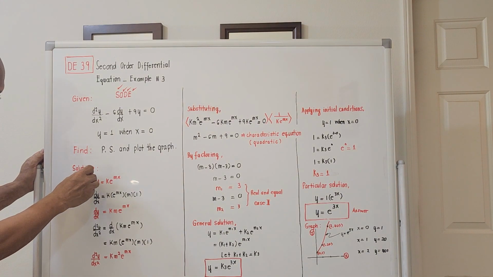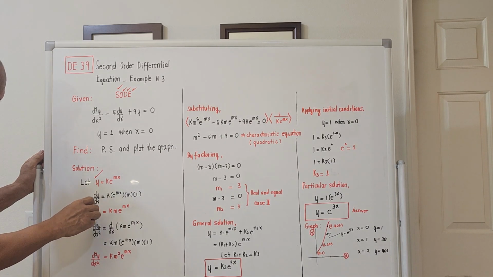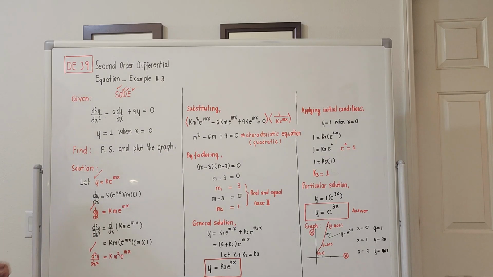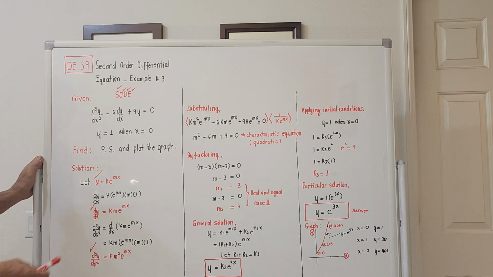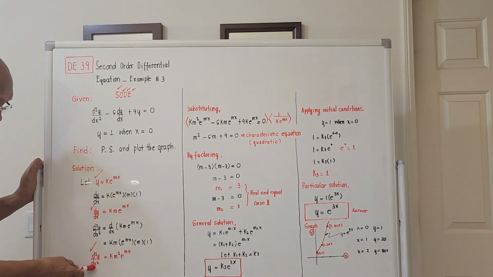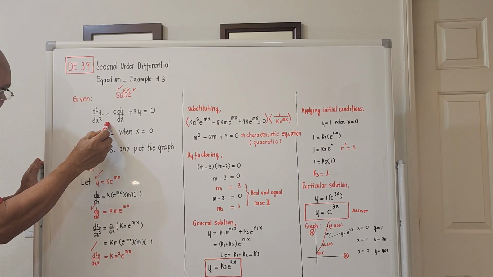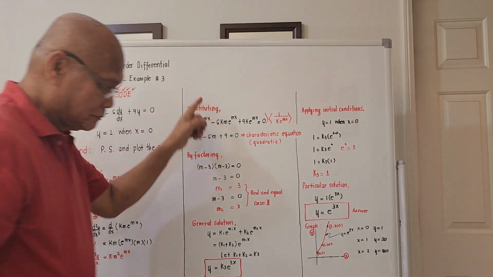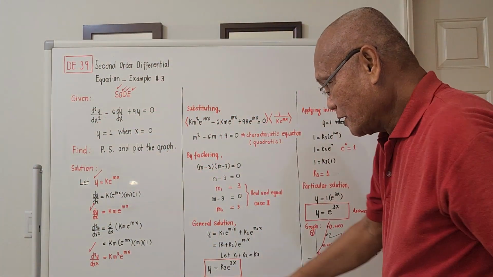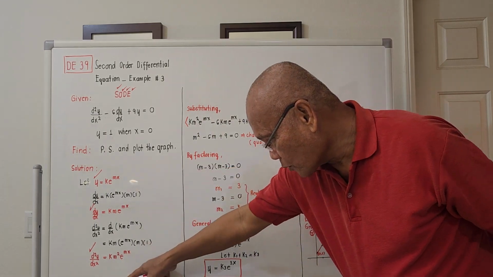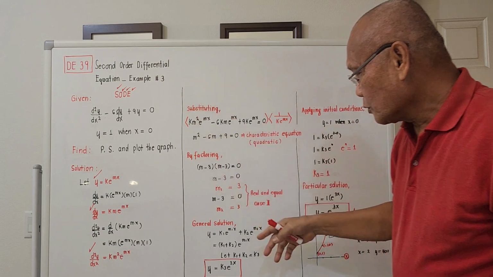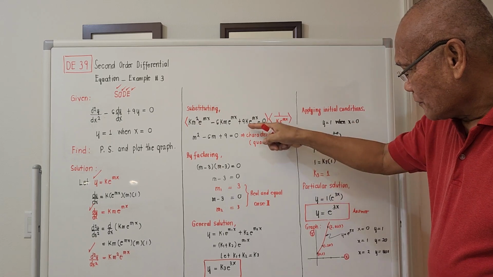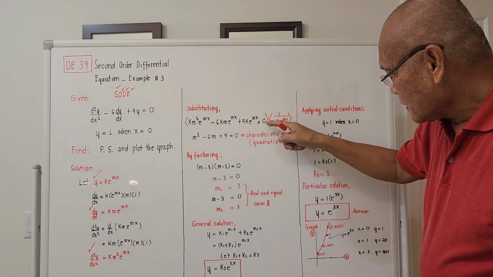So we are now given y, dy dx, and d square y over dx square. We will take these three values and bring them back to the given original second order differential equation, substituting. If we substitute the three values y, dy dx, and d square y over dx square back here, what will come out will be km square e to the mx minus 6 km e to the mx plus 9k times e raised to mx equal to 0.